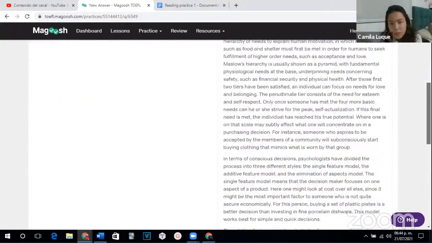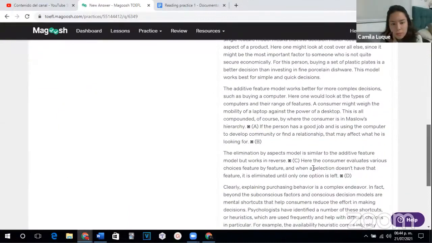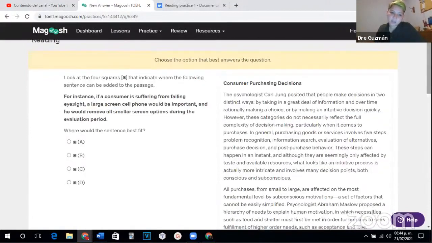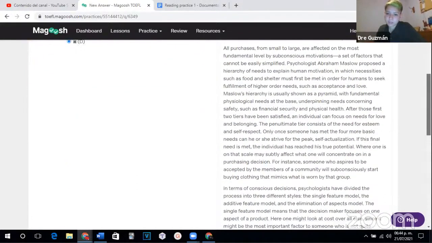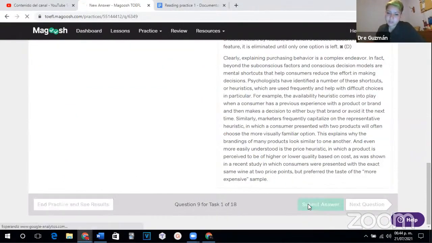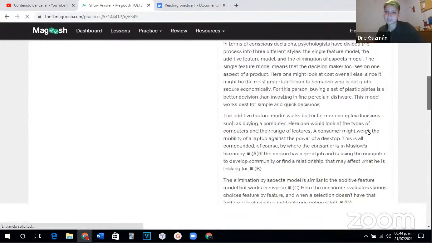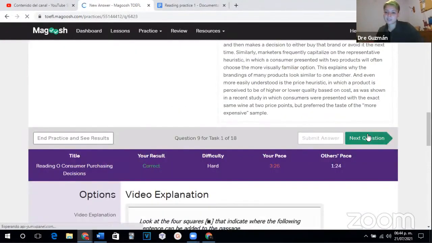All right. This is an example. Okay. Here, a consumer evaluates various choices feature by feature, and when a selection doesn't have that feature, it is eliminated until only one option is left. Yes, exactly. So iría como ejemplo de eso. And yes, correct. Good job, Camila. Next one.